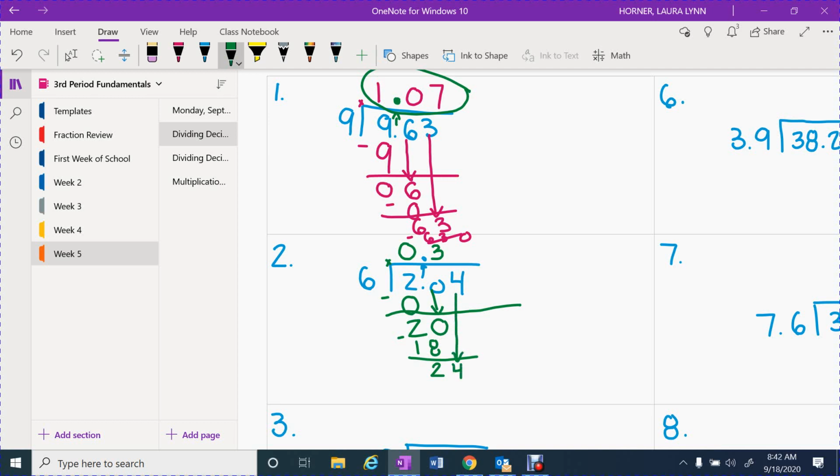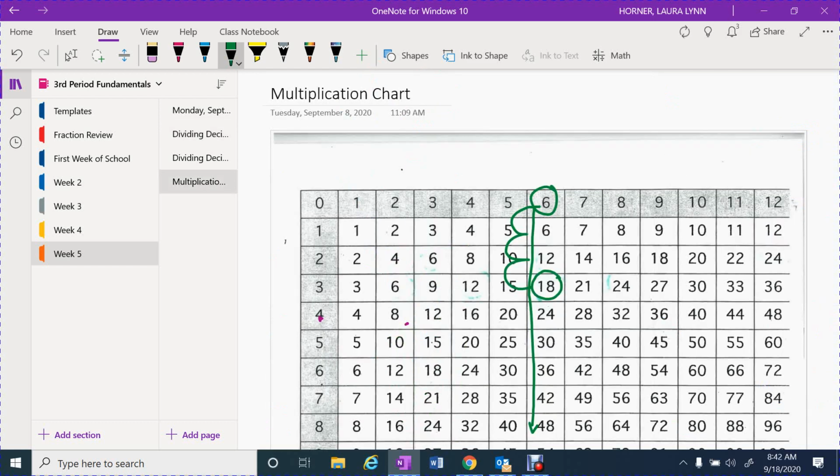So I'm trying to figure out 6 into 24. How many 6s fit into that? So now I'm going to look through my list. Let me erase that. Going down, I'm trying to get as close to 24 without going over. But wait a minute. 24 is actually on my list, which means it fits in perfectly.